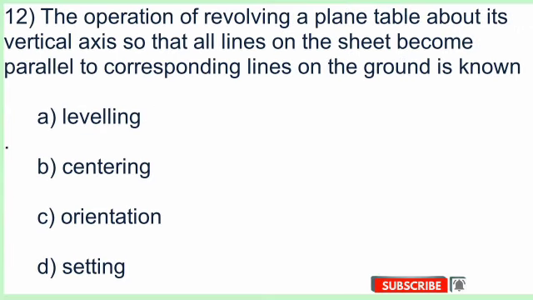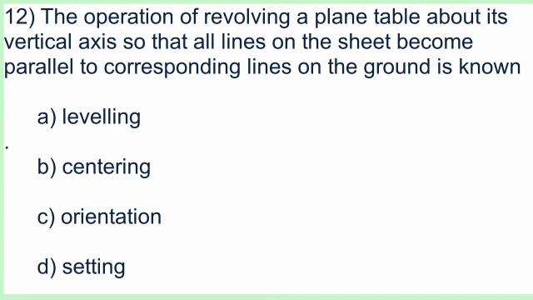12th question. The operation of revolving plane table about its vertical axis so that all lines on the sheet become parallel to the corresponding lines on the ground is known as. Option A, leveling. Option B, centering. Option C, orientation. And option D, setting. And the answer is option C, orientation. The operation of revolving a plane table about its vertical axis so that all lines on the sheet become parallel to the corresponding lines on the ground is known as orientation. Option C is the answer.